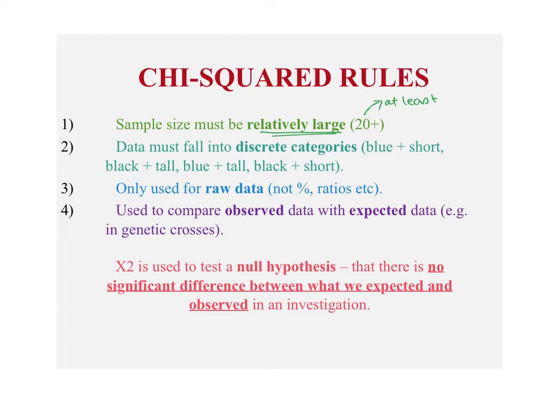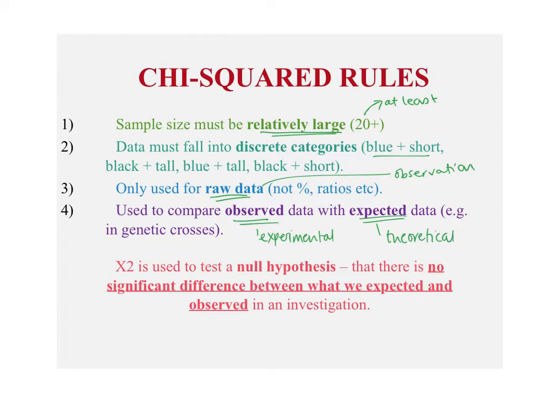And those organisms have to fall into discrete categories. So they've got to be a categoric set of data. So they can be maybe like blue and short aliens, black and tall aliens, blue and tall aliens, and black and short aliens. But they're not saying, oh, these have got a height of 162 centimetres. We can only use raw data with it. So we can't use processed data, not percentages, not ratios or anything like that. So this is straight from an observation perspective. And finally, we're using it to compare that observed data with the expected data. So remember, it's the experimental versus the theoretical.